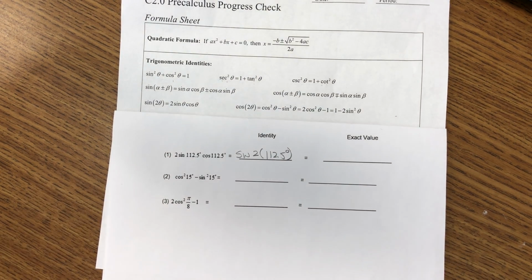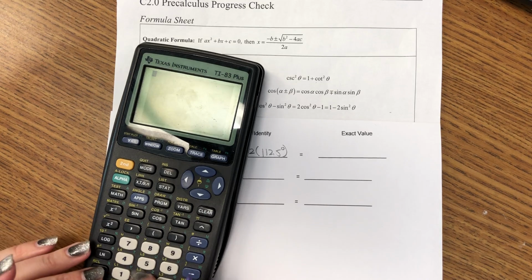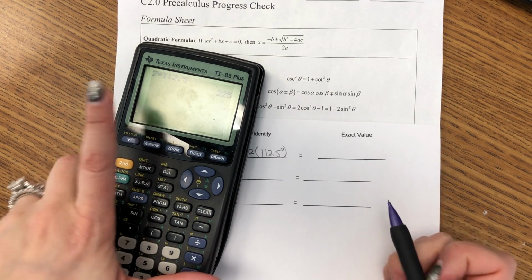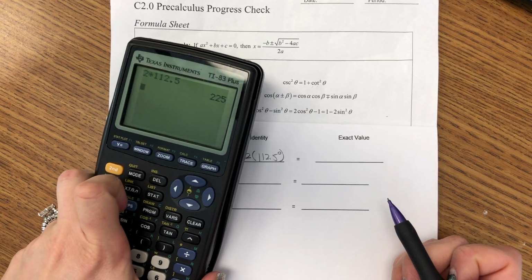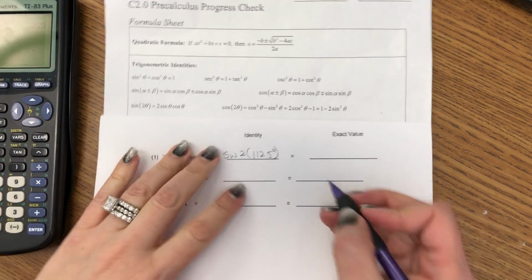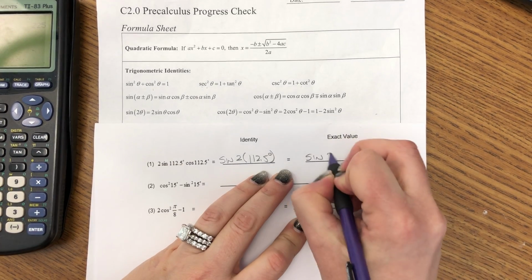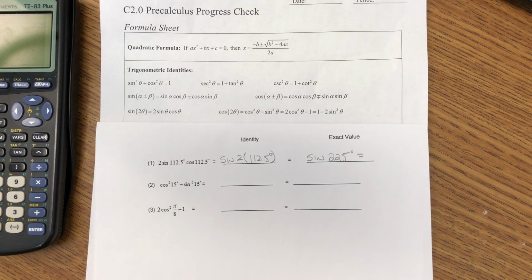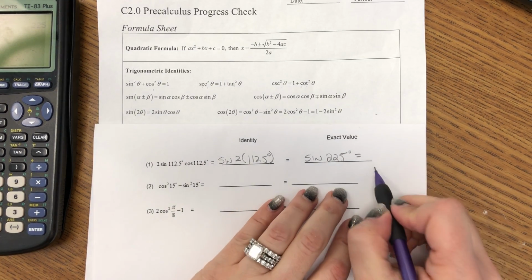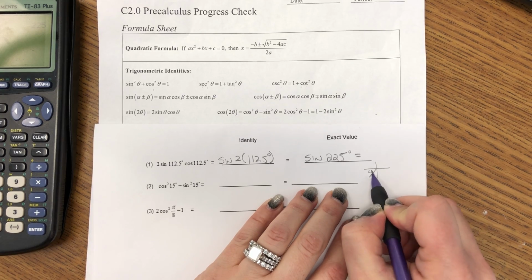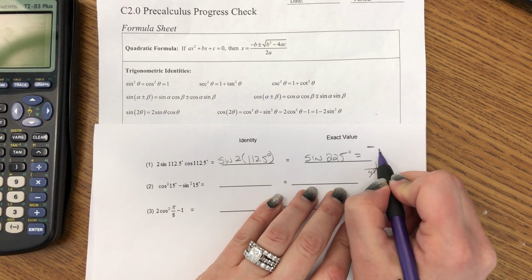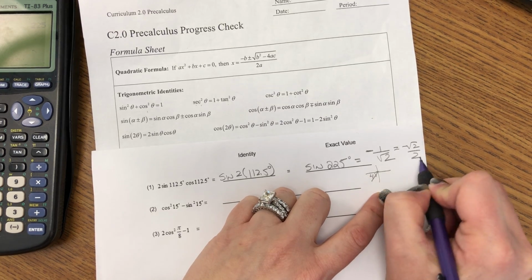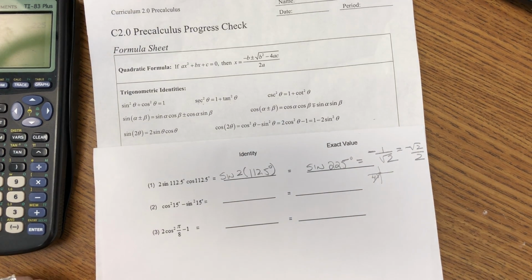So let's figure what is 2 times 112.5, 225. Sorry, there's a glare. So that is sine of 225. Well, 225 has a reference angle of 45 degrees in the third quadrant. So that's going to be negative 1 over root 2 or negative root 2 over 2, whatever answer you prefer.